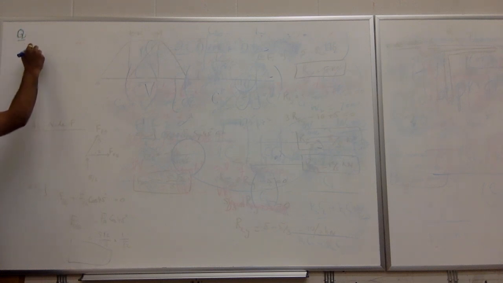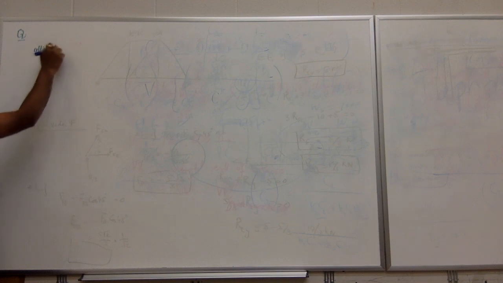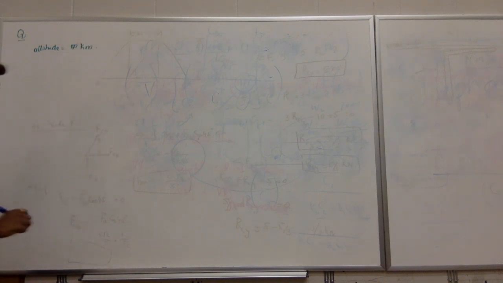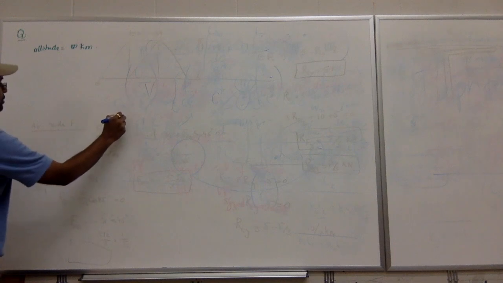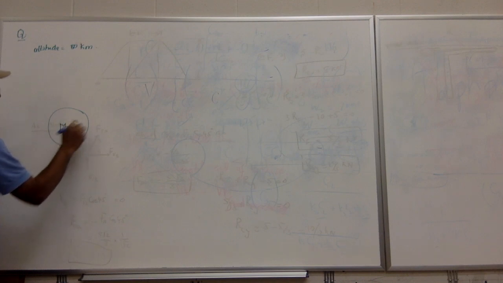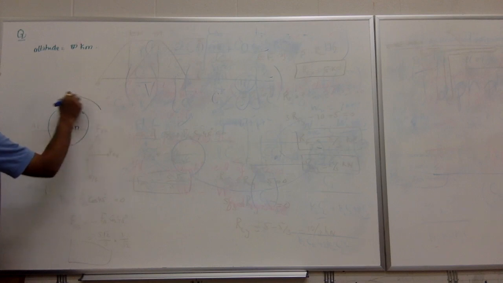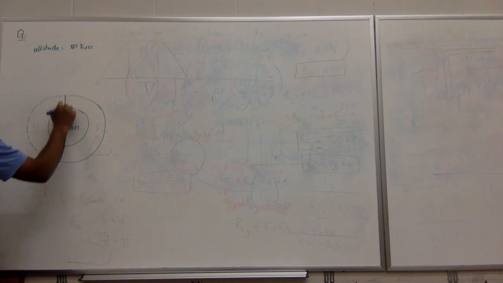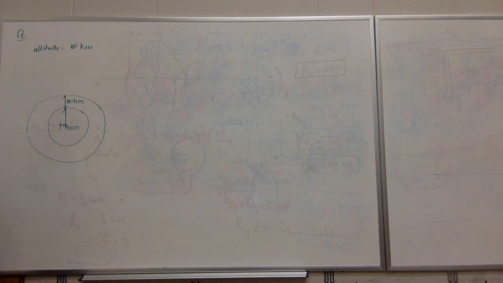so here altitude is 80 kilometers, right? Now keep in mind, whenever we are using the formulas, we don't use altitude in them. Our formulas are mostly, if this is your central body, let's say this is the Moon, and this is where you are orbiting, altitude is this distance. You have to add the radius. So all that data will be given to you.